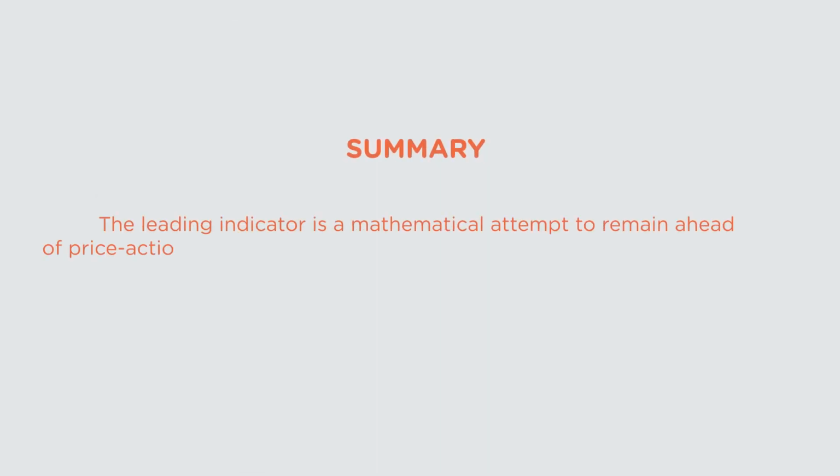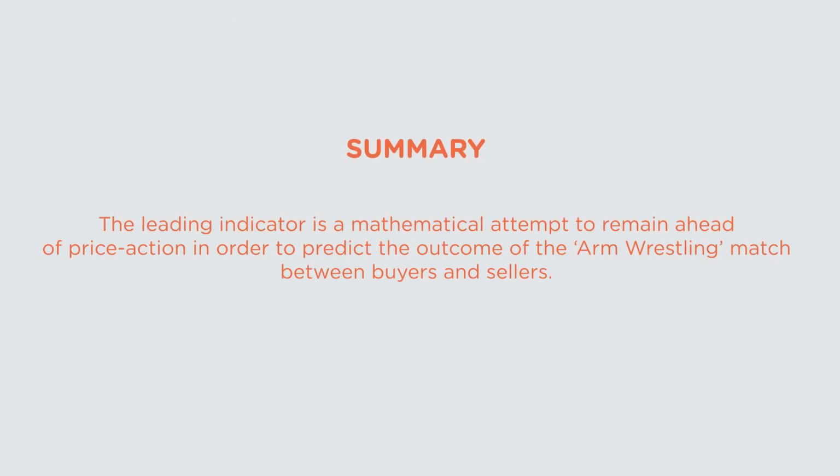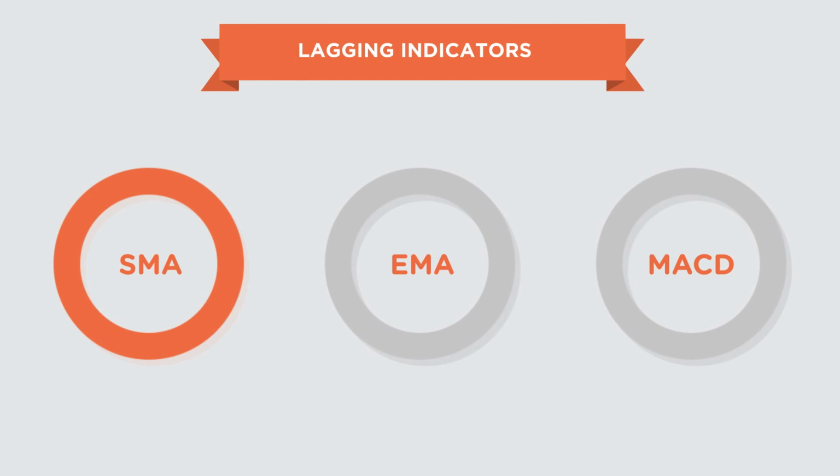To summarize, the leading indicator is a mathematical attempt to remain ahead of price action in order to predict the outcome of the palm wrestling match between buyers and sellers. Let's move on to lagging indicators now. The simple moving average, the exponential moving average, the MACD, and a few others belong to the class of lagging indicators. Their signals to buy or sell lag behind the market trend just a bit because they first want to make sure that the unfolding trend is real. The lagging indicators tell the trader of the trend after it has materialized in the market, to provide a confirmation.